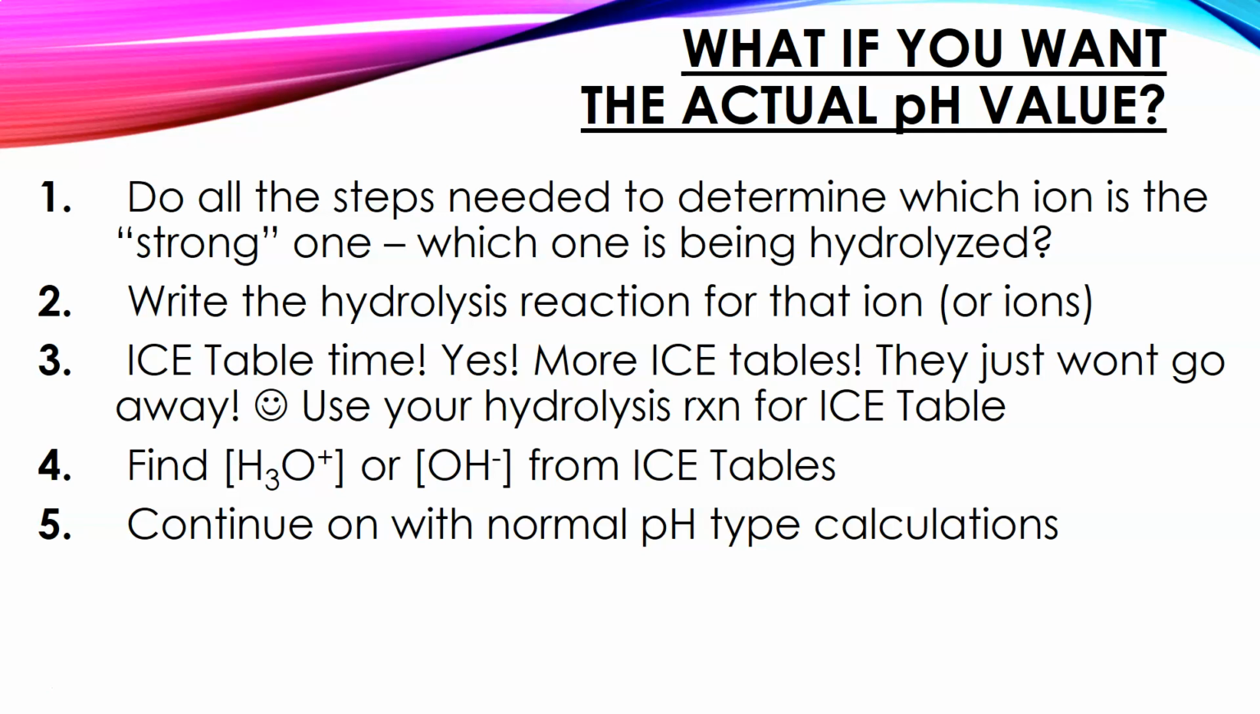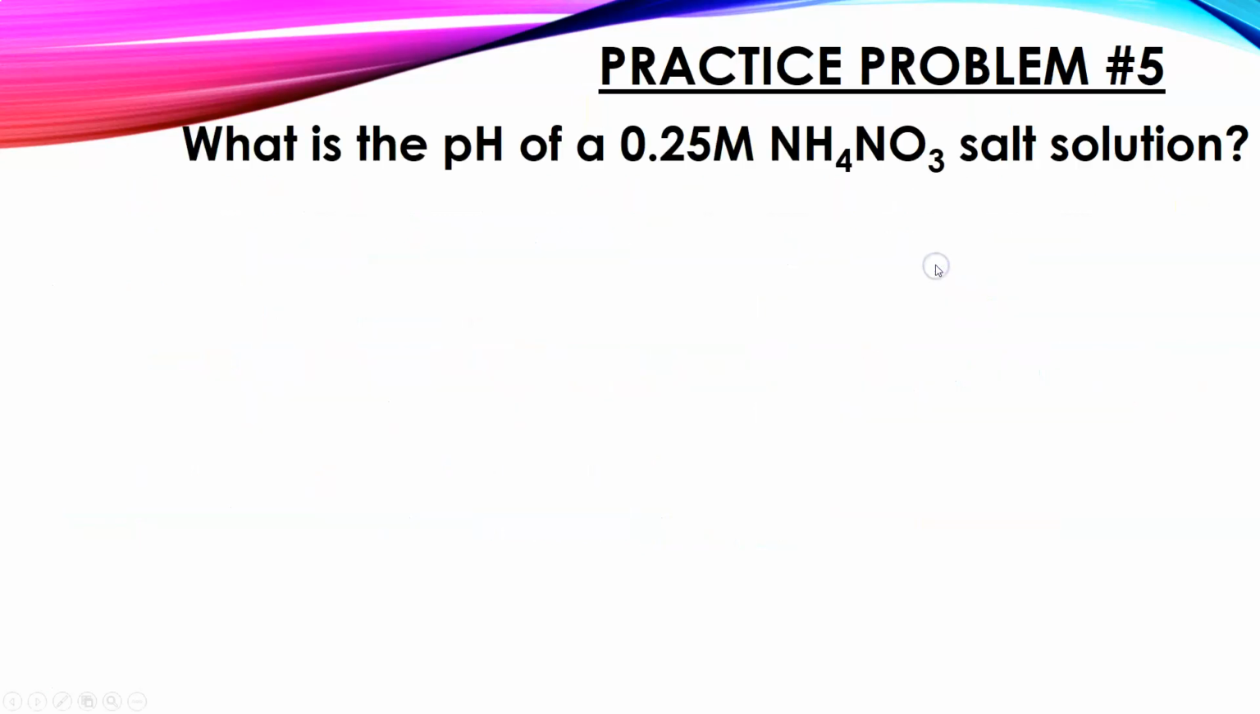So let's do one of these practice problems. What is the pH of a 0.25 molar ammonium nitrate salt solution? You need to decide, is it acidic, basic, or neutral salt before we begin. So you need to get all that figured out before we do our calculation. Right now, why don't you try to do that? You decide, will this solution be acidic, basic, or neutral? Pause the video so you have time to do that.